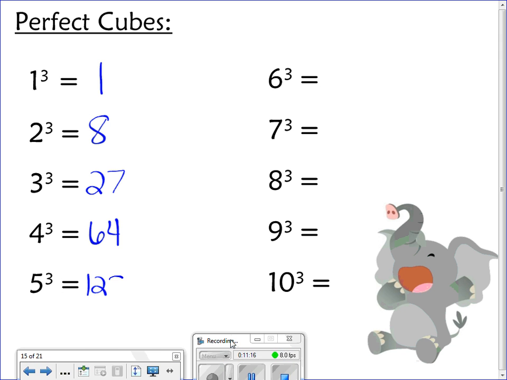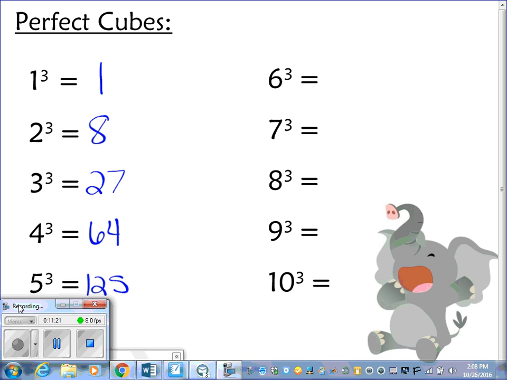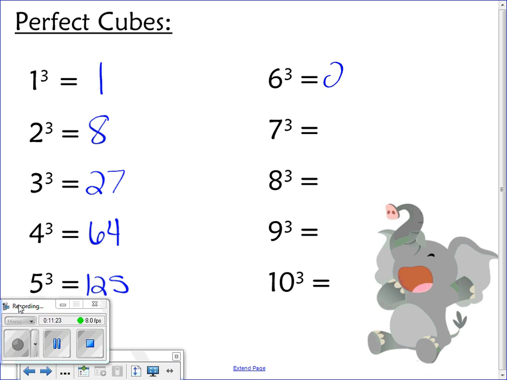125. 6 cubed? That is 216. 7 cubed? Obviously, we can put them in a calculator. Some of you know these, which is awesome. 8 cubed? 9 cubed? 10 cubed? That is 1,000.